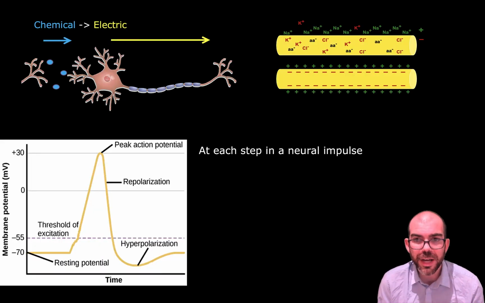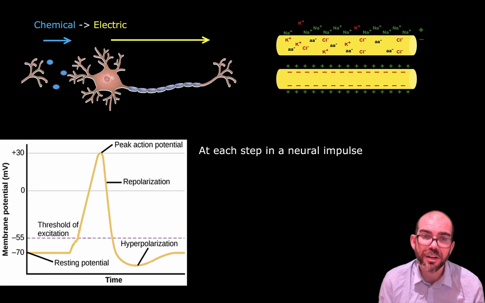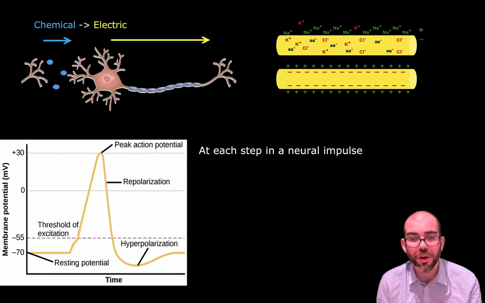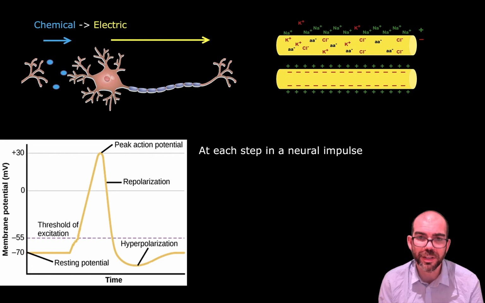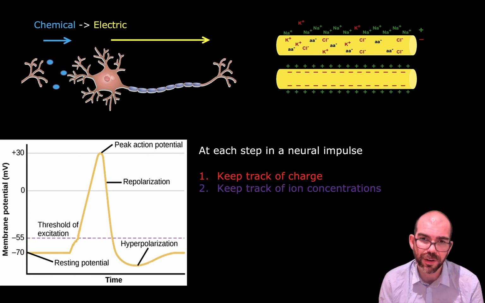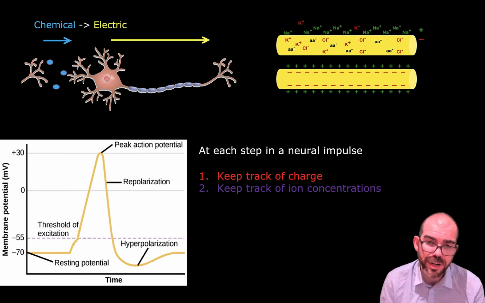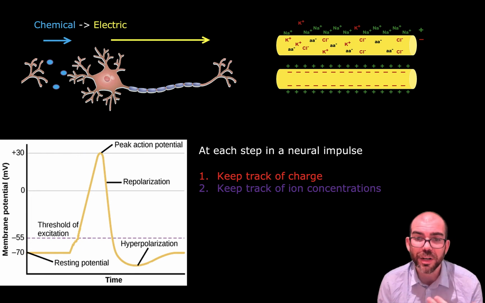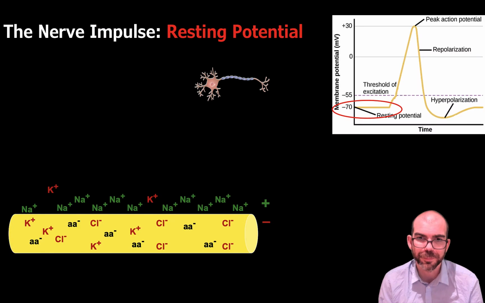So at each step of a neural impulse, receiving a neurotransmitter, generating an electric impulse, and then sending a neurotransmitter at the other end, we're going to need to keep track of how charges change in the neuron and keep track of how these ion concentrations change, because it's the movement of this ion concentration that's going to cause the electric impulse to be generated, to propagate, and to move.